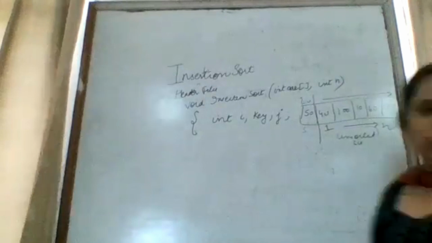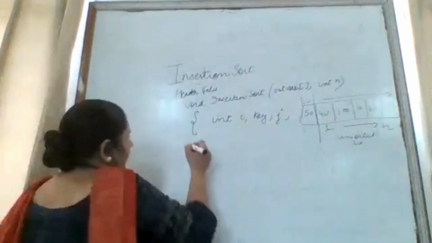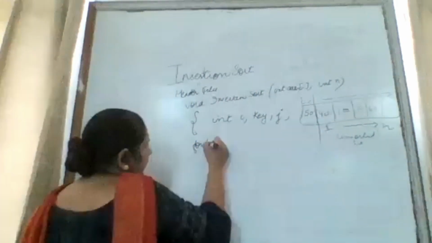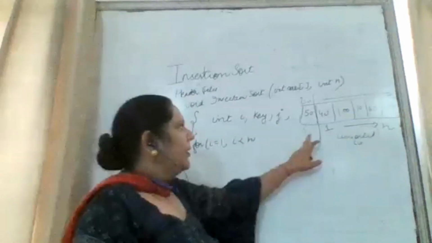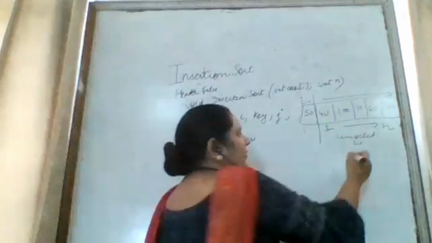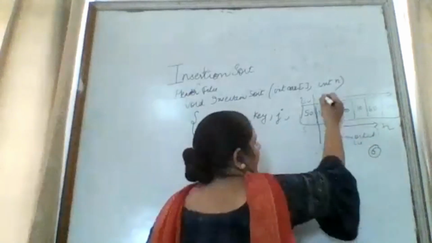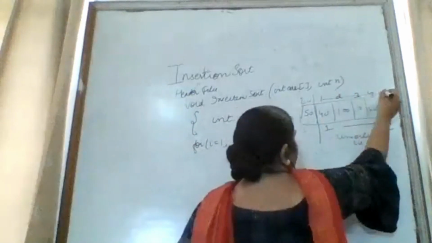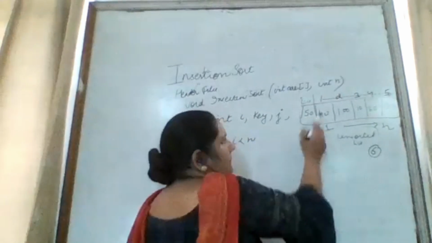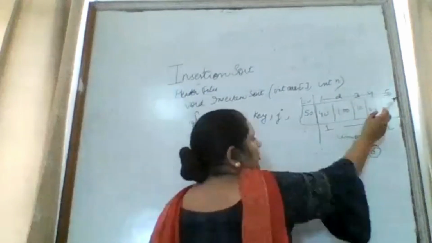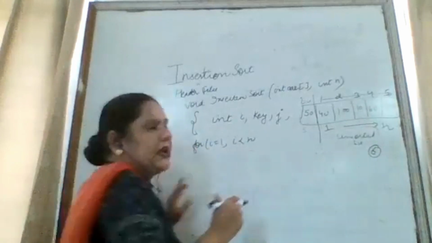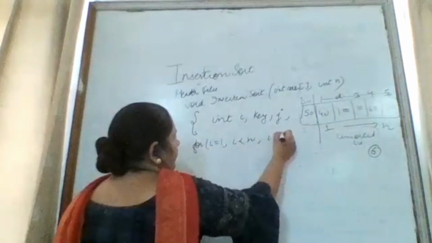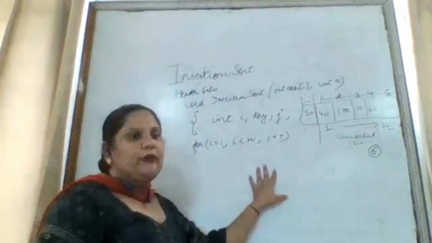So you will write the code as for i is equal to 1, i less than n. Why is it less than n? Because 0 to n will have a total of 6 elements, but the index is moving from 1 to 5. So you will write 1 less than 6, i plus plus. Okay, so this is how you will write.